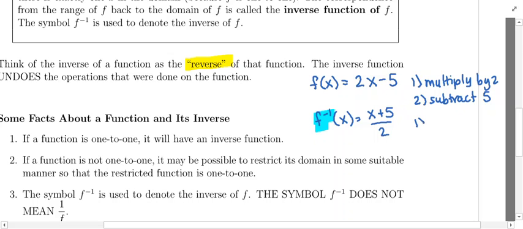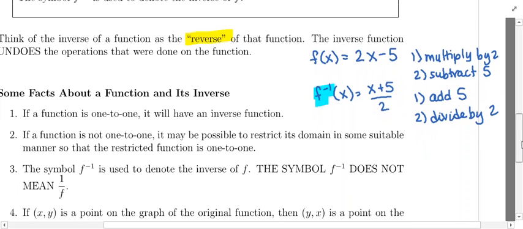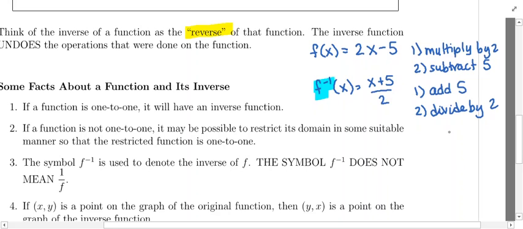Okay, so now if we have an input to this particular function, watch what happens. We're undoing the original function in the reverse order, kind of. The first thing we're going to do here, if you take x and follow the order of operations, is add 5. That is undoing the subtraction of 5. And then the next thing you're going to do is take that result and divide by 2. That's the opposite of multiplying by 2. All right, so that is what an inverse is in a nutshell.